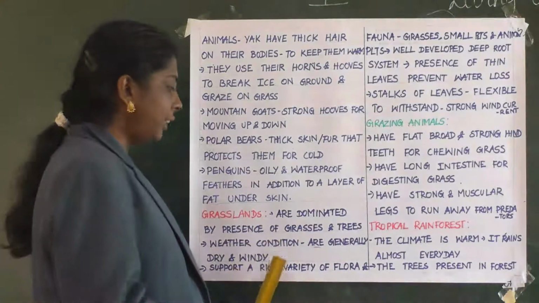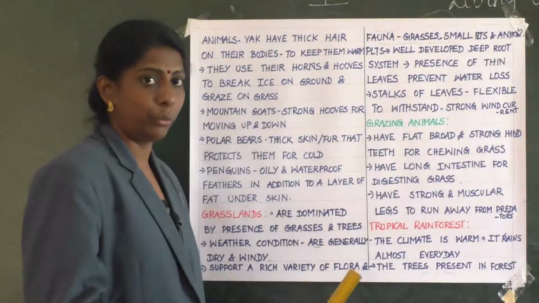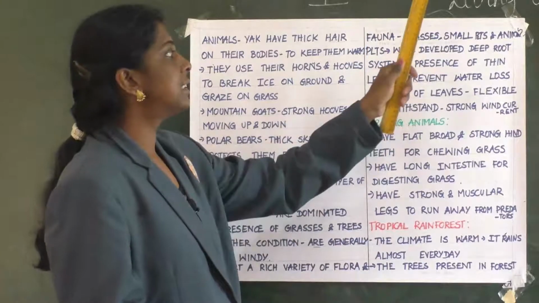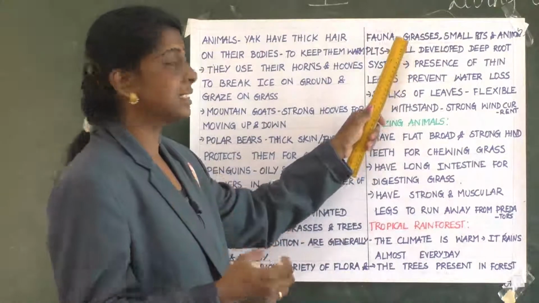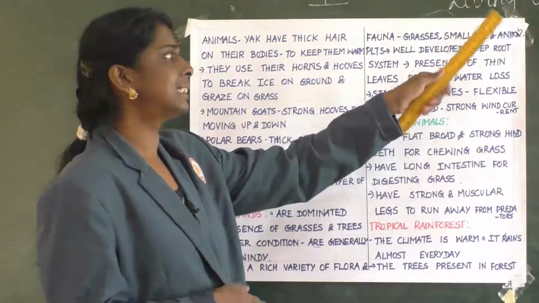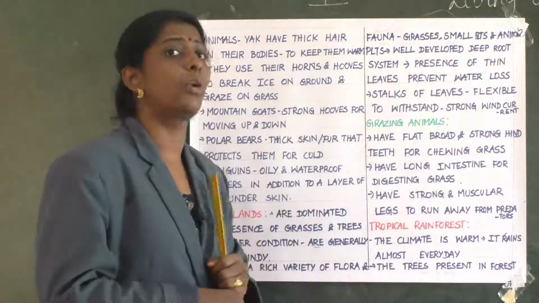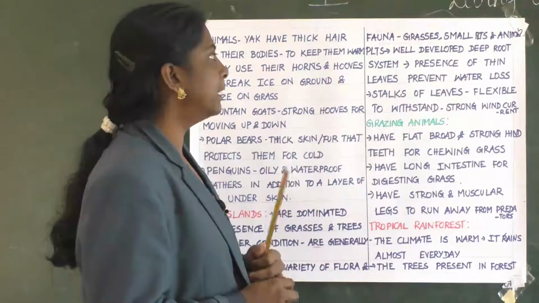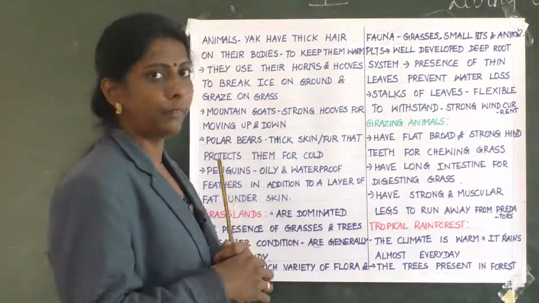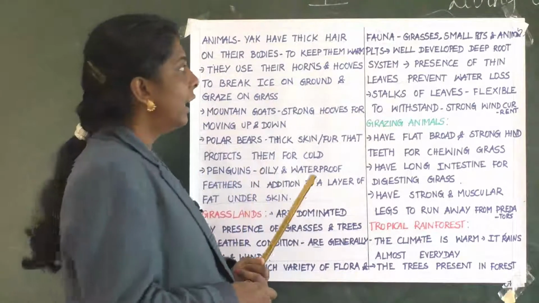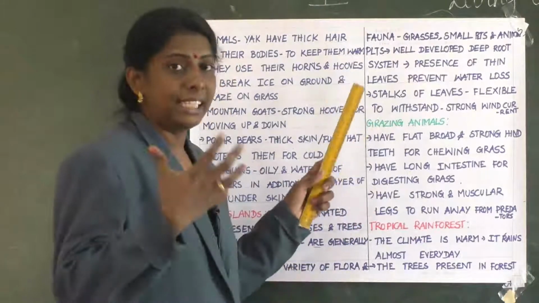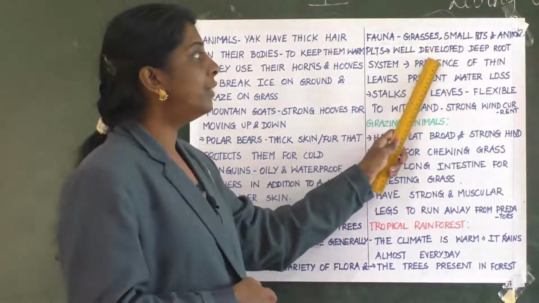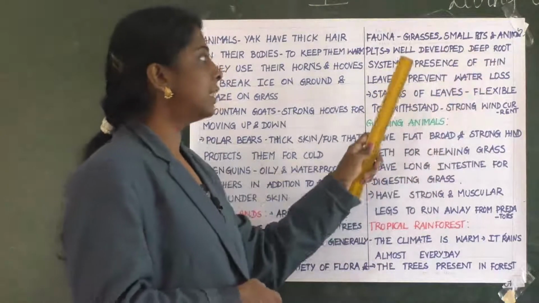They support a rich variety of flora and fauna, which includes organisms such as grasses, small plants and animals. So this flora is nothing but plants. They show the following adaptive features. What are they? Plants have a well-developed deep root system.